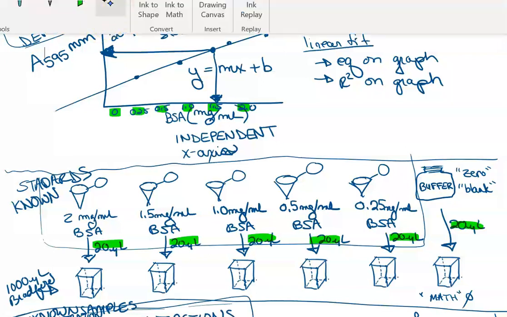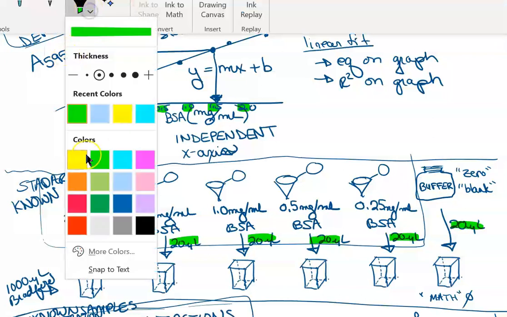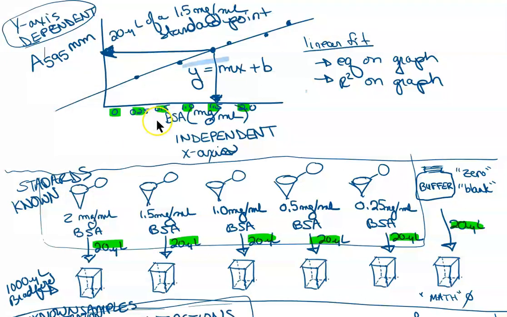So we plotted our data and we got a fit equation from Excel. What do we do? How do we use this fit equation in order to determine the concentration of our unknown samples?